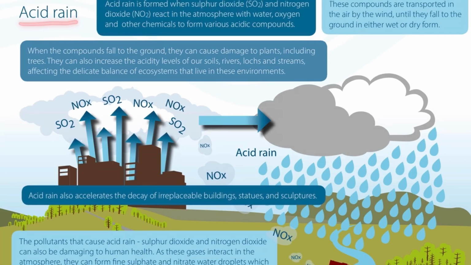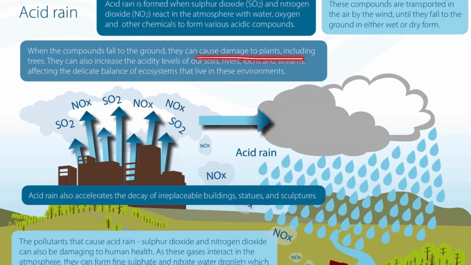The next secondary pollutant is acid rain, and it is formed by the reaction of nitrogen dioxide and sulfur dioxide with atmospheric water to produce nitric acid and sulfuric acid. These compounds are transported by wind to wide areas, and then they fall to the ground either in the form of wet or dry deposition. So the main sources of acid rain are nitrogen and sulfur dioxides from the burning of fossil fuels in industries and vehicles.